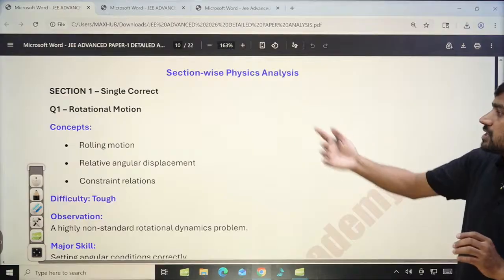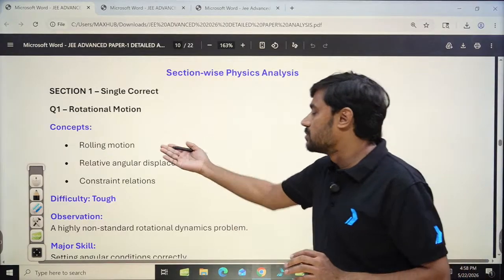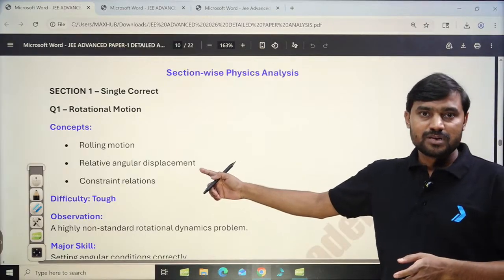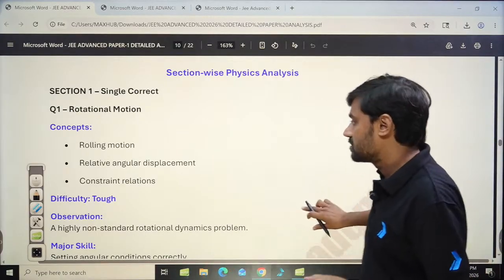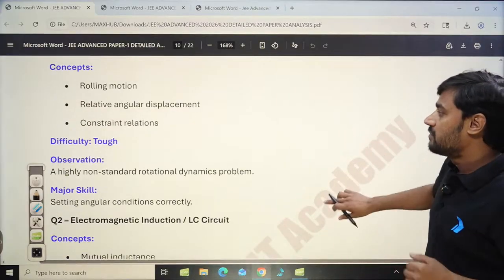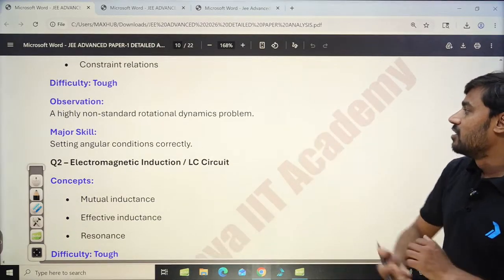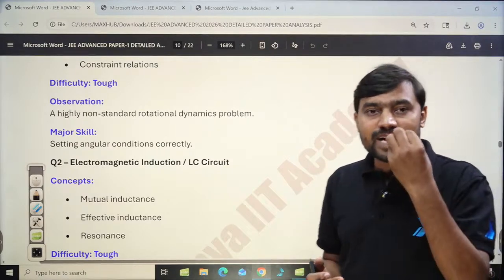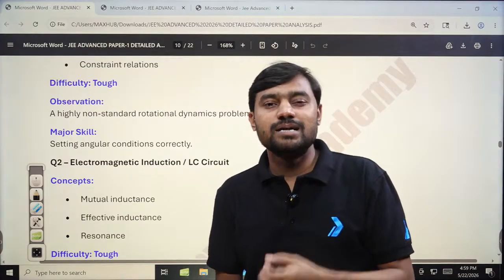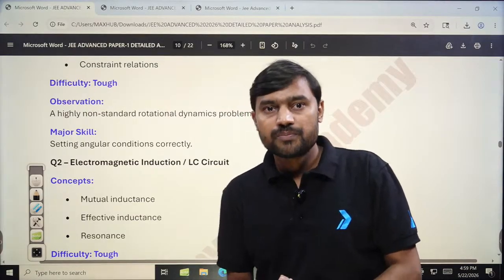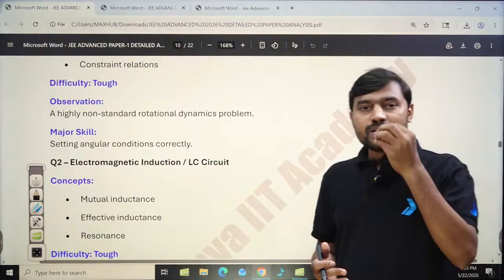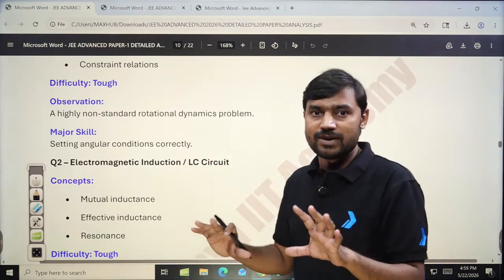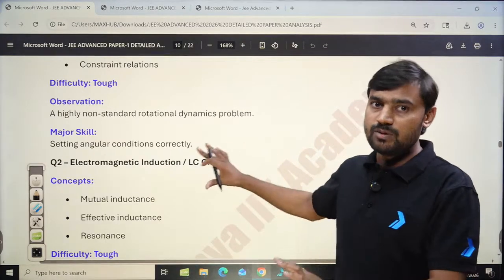And another one was rotational motion. Rotational motion contained a rolling motion question, relative angular displacement and constraint relation. So this was a complex question, of course. So difficulty was tough. The observation is that it is a highly non-standard rotational dynamics problem. Yes, generally if you have practiced some Olympiad questions, or there is a question in the Irodov book, by doing that you can get this question easily, but otherwise at exam time it will be a little bit difficult.